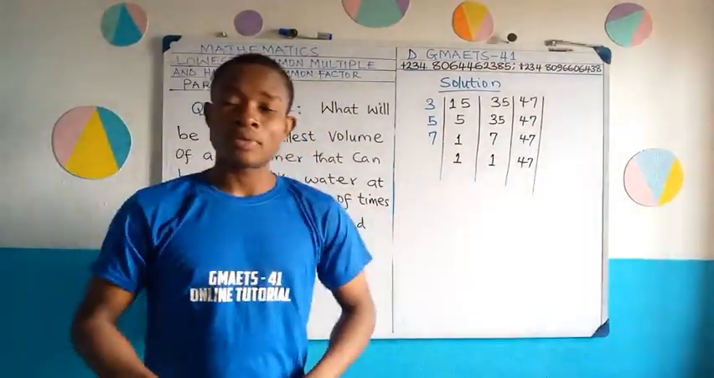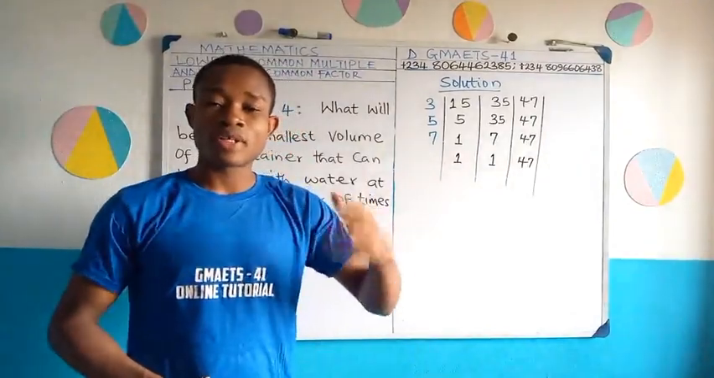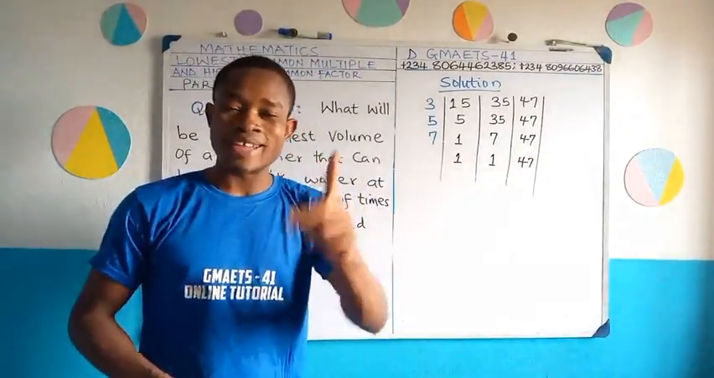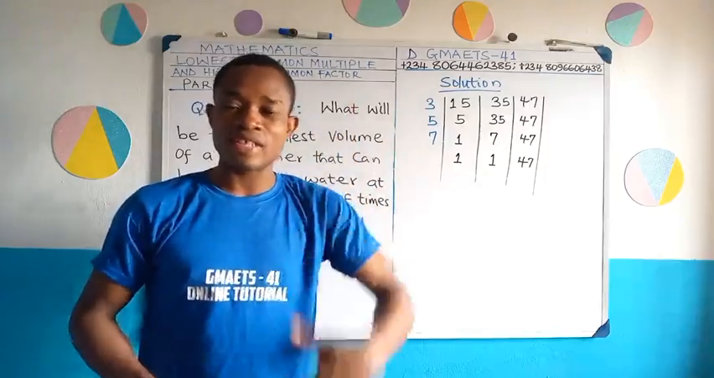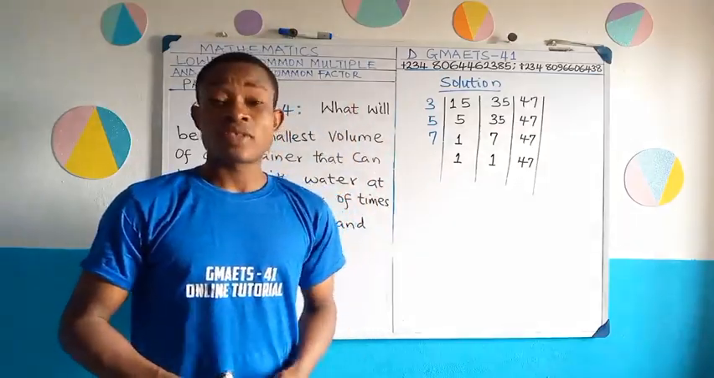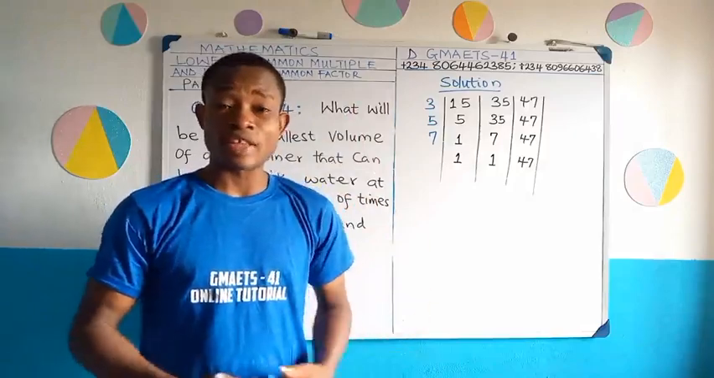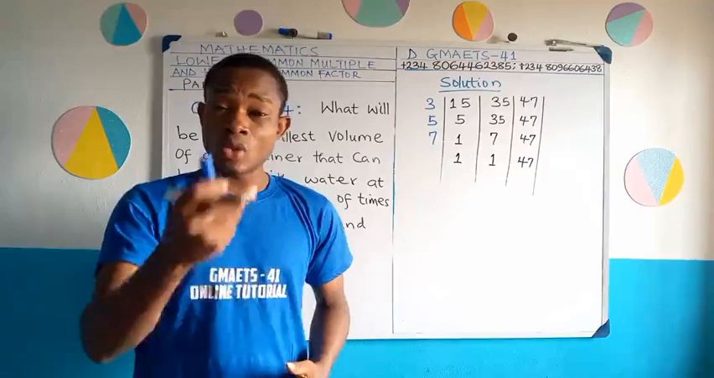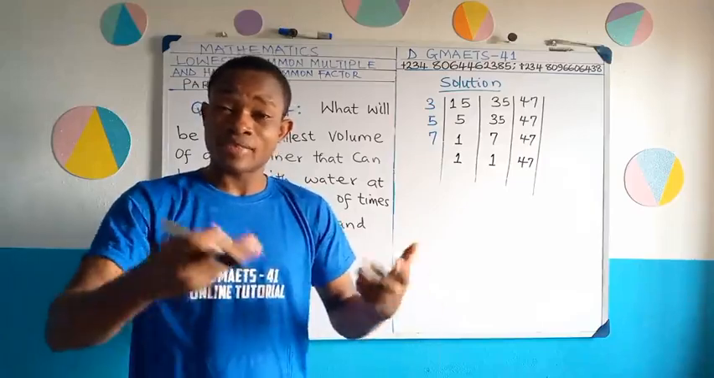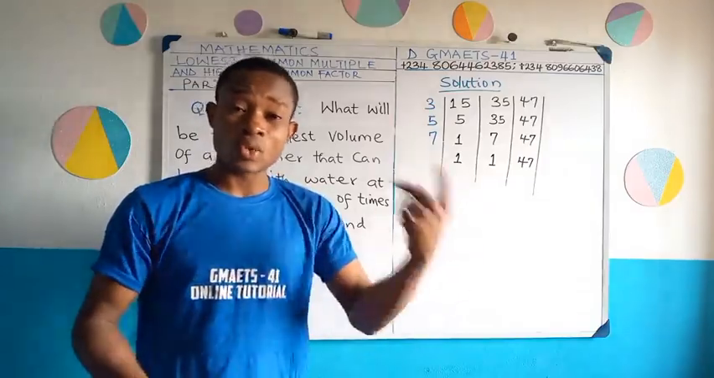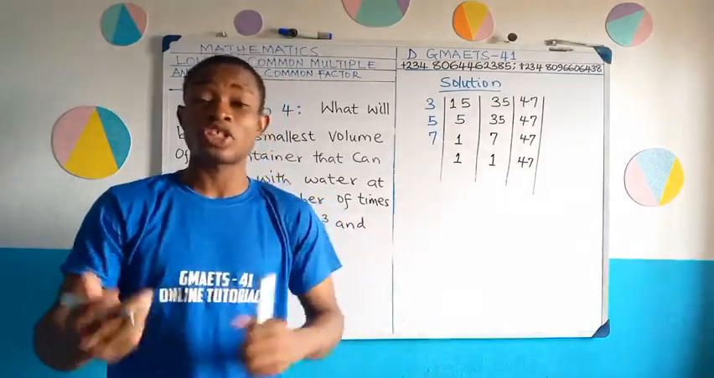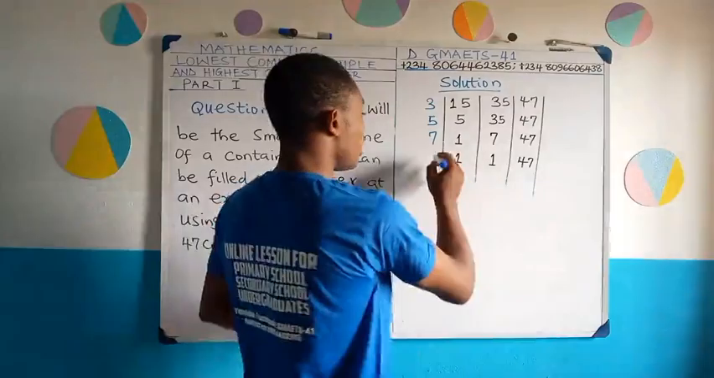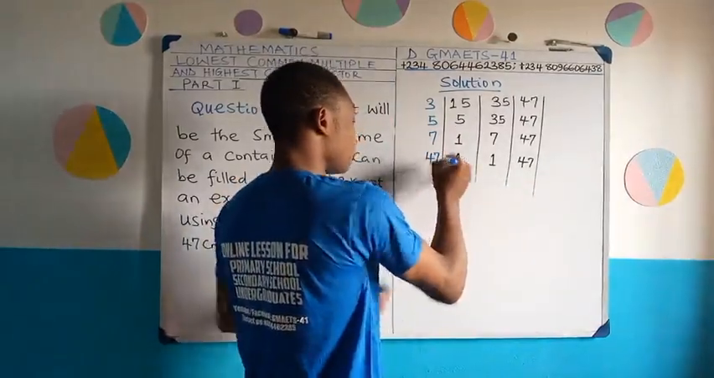47 is a prime number. There is a number we call prime number. This type of number, only 1 and the number itself can divide it. For example, 7, only 1 and 7 can divide 7. 11, only 1 and 11 can divide 11. Only 1 and 13 can divide 13. 17, only 1 and 17 can divide 17. So we'll call such numbers prime numbers. So here, 47 is the only number that can now divide.